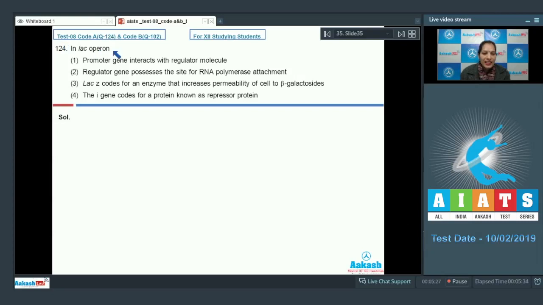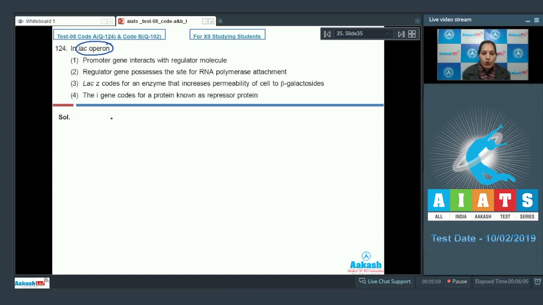Question number 124. In lac operon, first option, promoter gene interacts with regulator molecule. Second, regulator gene possesses the site for RNA polymerase attachment. Third, LAC-Z codes for an enzyme that increases permeability of cell to beta-galactosides. Fourth, the I gene codes for a protein known as repressor protein. What happens in lac operon? Lac operon takes place in bacteria for the metabolism of lactose.